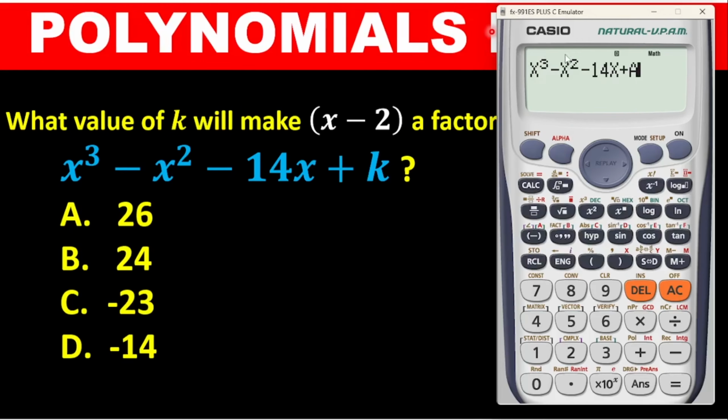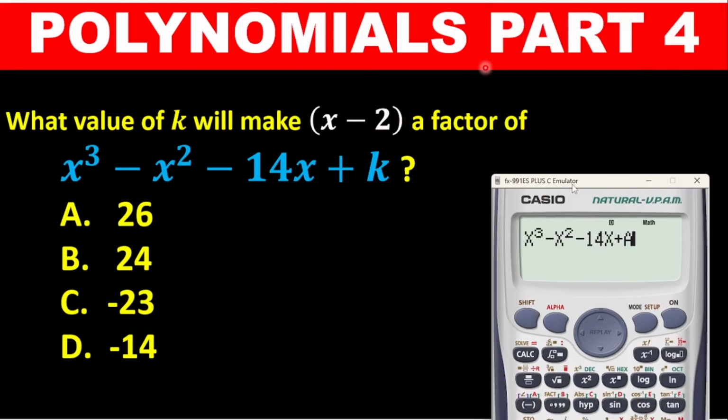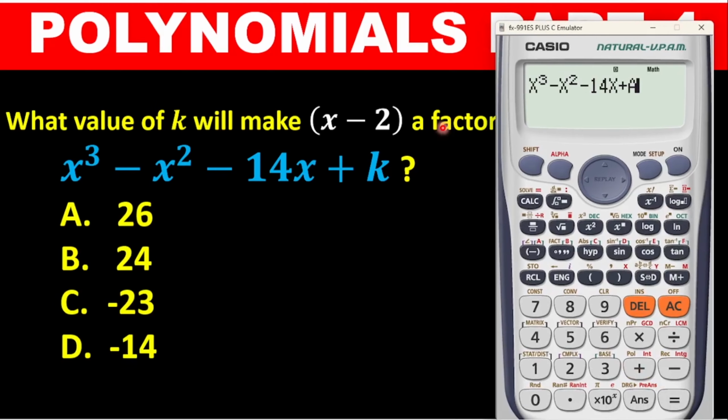Now the question says that x minus 2 is a factor of this function, meaning we should be able to find the value of x by equating this to 0. So when we equate x minus 2 to 0, we will get the value of x to be positive 2. So let's note that down. Now, because this is a factor, when we put the x value, that is the 2, into this function, it should give us 0. So in solving it, we should always remember to equate the function to 0.